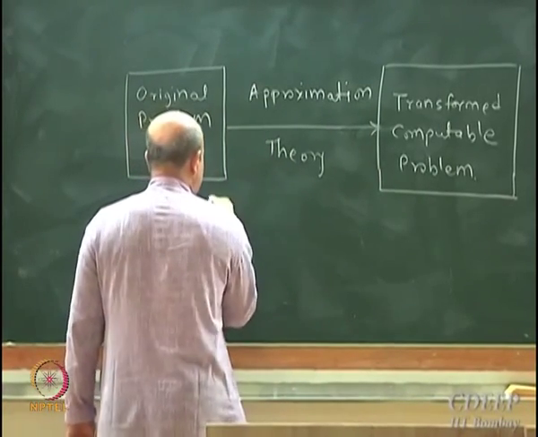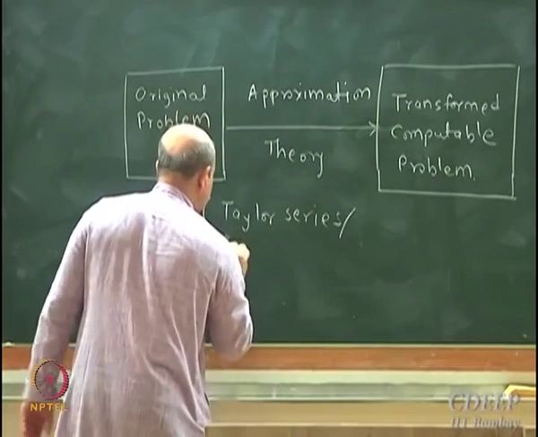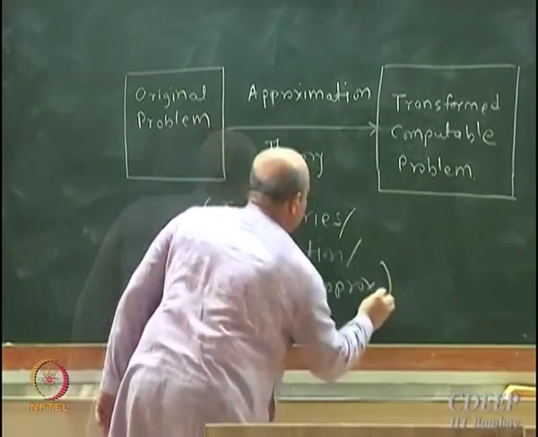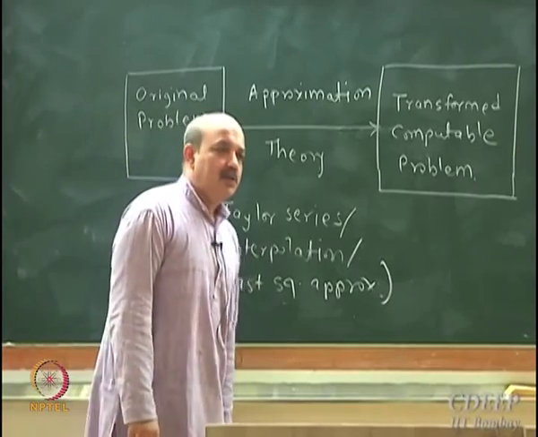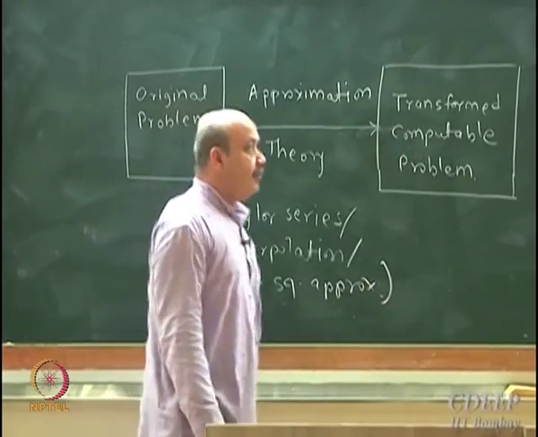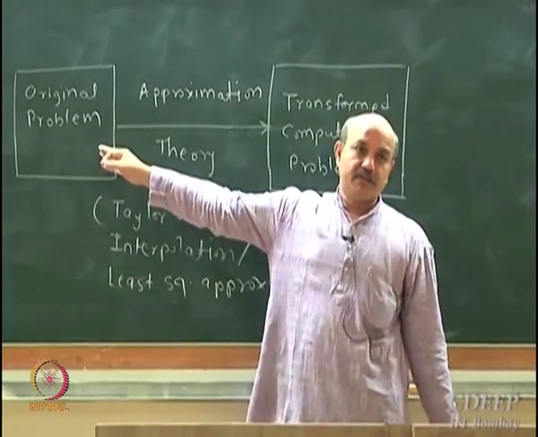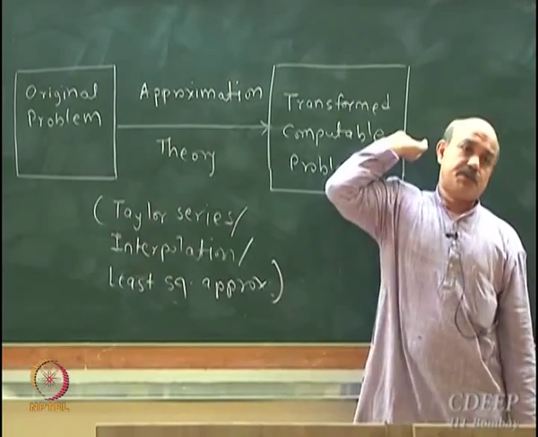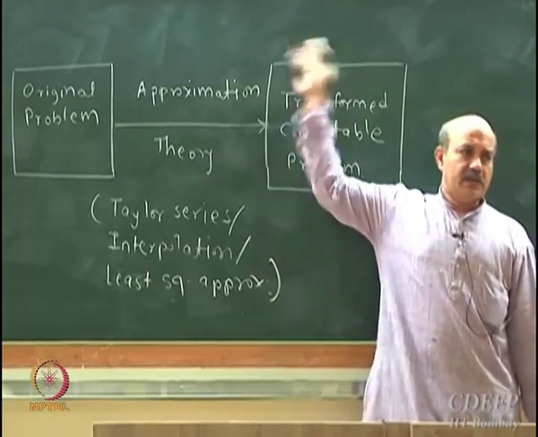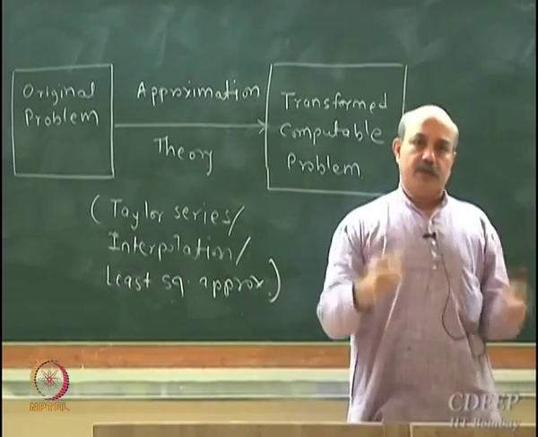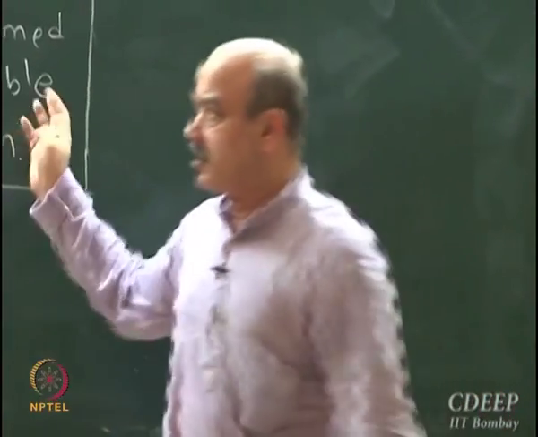So I would just list them here. It is either Taylor series or interpolation. So Taylor series, interpolation, or least square approximation. These were three predominantly used tools to transform the problem to a computable form. And now we want to attack this problem. As you could see, this problem which you started with was a partial differential equation. You ended up here sometimes with nonlinear algebraic equations, sometimes with an initial value problem, an ordinary differential equation. So the transformed problem, from the viewpoint of the structure of equations, could be completely different. Okay, so it need not resemble the original problem.